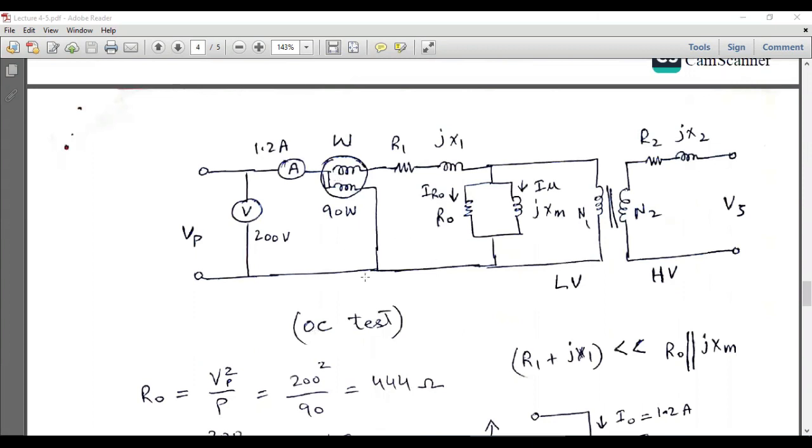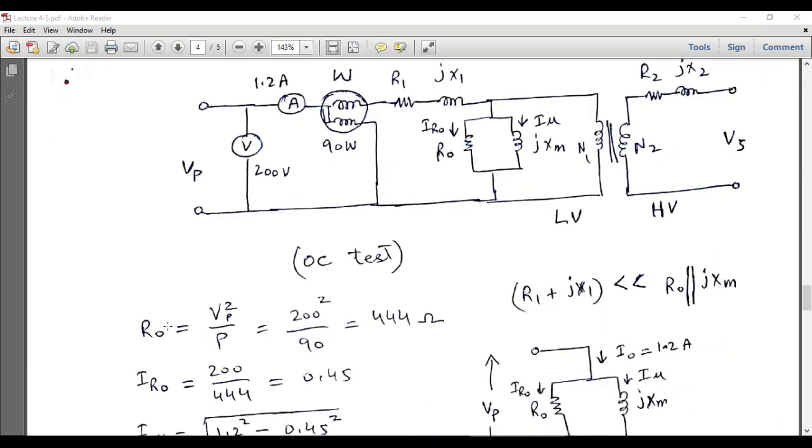So this is the first test, which is the open circuit test performed at the low voltage side, and this is the high voltage, and the secondary side is open circuited. So this is the primary voltage, 200 volts is applied at the primary, and 1.2 amperes is the current which is observed, and the power is observed as 90 watts. So first of all, we will calculate the resistance of this magnetization branch, which is this R naught.